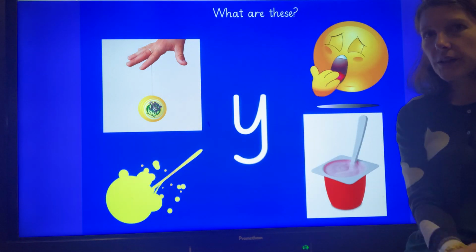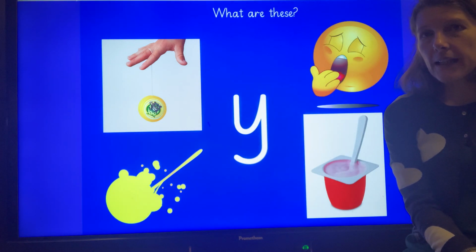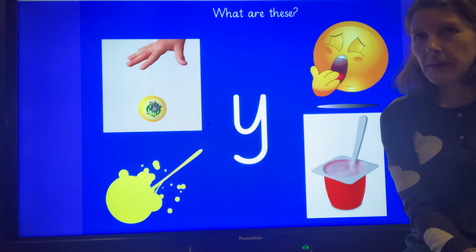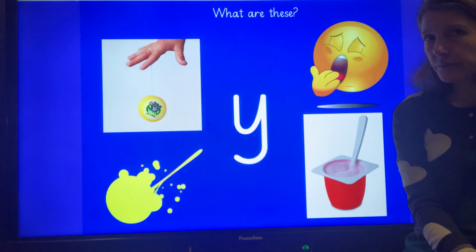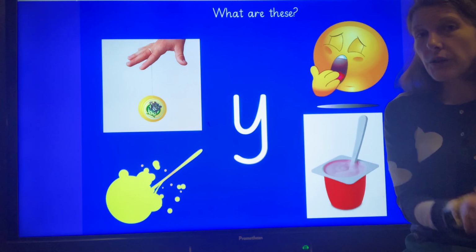So let's have a look at some things that start with y. Talk to your adult or whoever you are doing your work with today and see if you can recognise what all of these things are. If you can think of any more things that start with a y, try and do that as well.